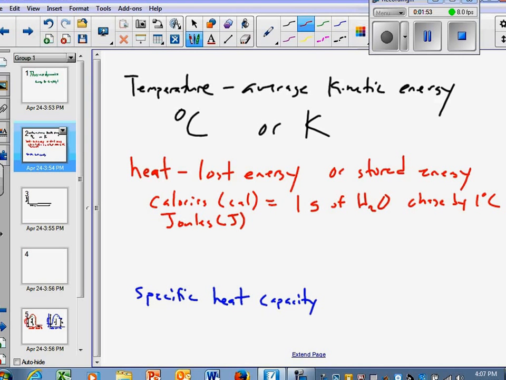The thing about calories, we're all familiar with calories from dieting and food and nutrition. When they say calories, they actually mean kilocalories, or 1,000 calories. A calorie in chemistry is actually a much smaller amount of energy than a calorie when you're dieting. That's kind of important to know.